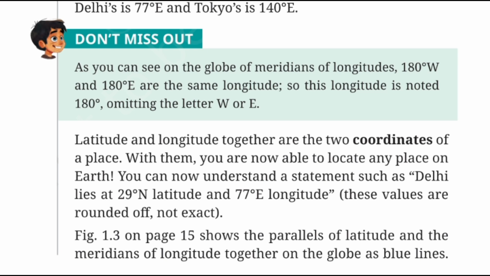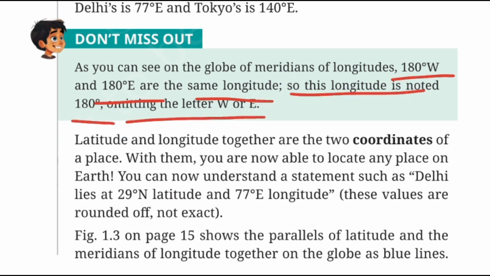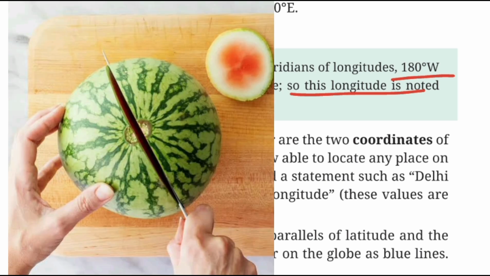So we understand that 180 degree east and 180 degree west are on the same longitude. So this longitude is noted as 180 degree, omitting the letter west or east. Why? Because both are same, isn't it? We are just reaching the opposite of the prime meridian. That is the meaning. You can think about it as cutting a watermelon. One side you are cutting, that is the prime meridian. If you continue with the other side, that particular line will be the 180 degree.